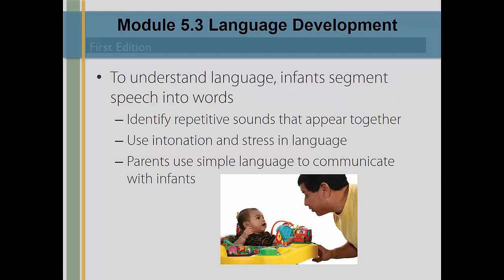To understand language, infants must segment speech into words. They do this through identifying repetitive sounds that appear together and through intonation and stress in language. Parents also facilitate this process by using simple language to communicate with infants.